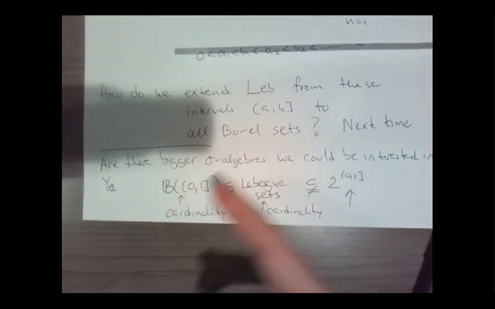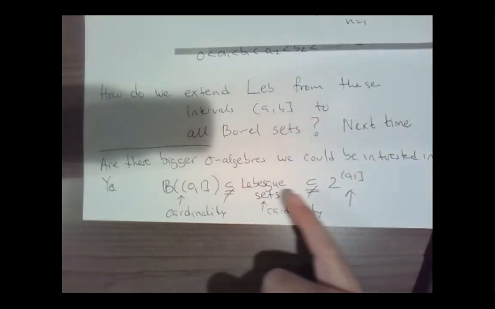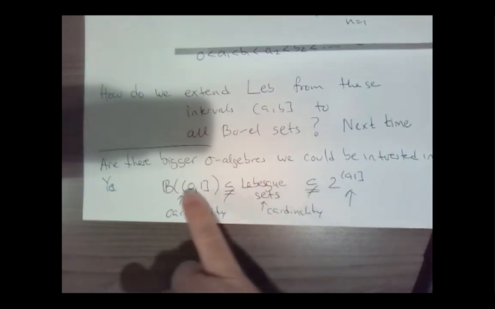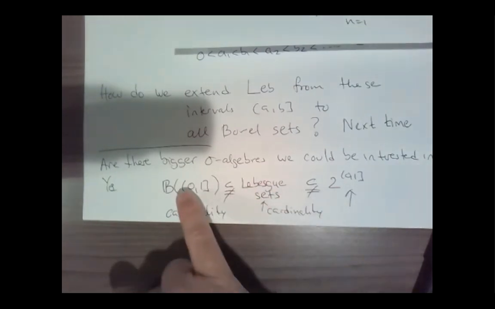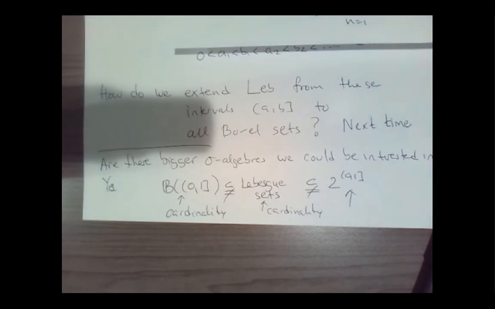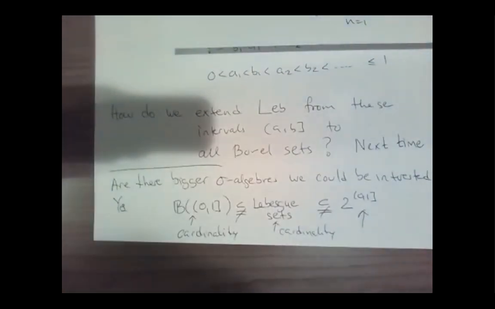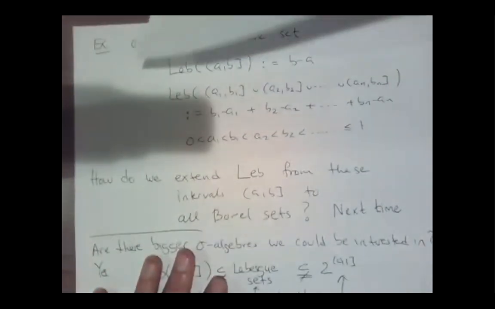And so for the question that was given here, is there something in between that we could be interested in? There is something here. The Lebesgue sets have a higher cardinality than the Borel sets. So the answer to that question is yes. There are bigger sigma algebras that we might be interested in.